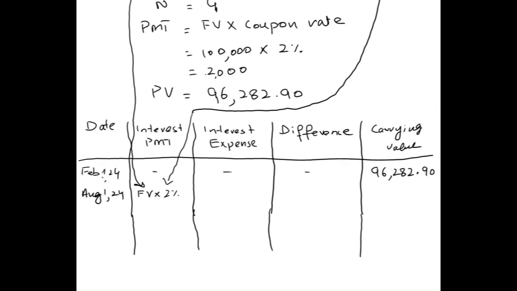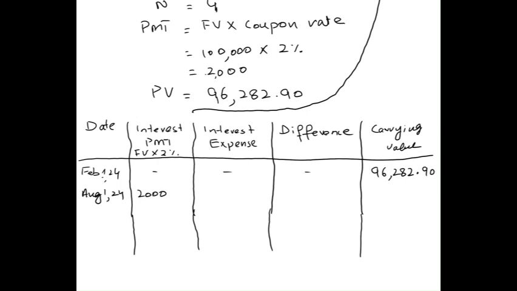So I am just going to erase this now. Maybe I should write it over here. Face value into 2%. 2% is the coupon rate. This will come out to be $2,000.